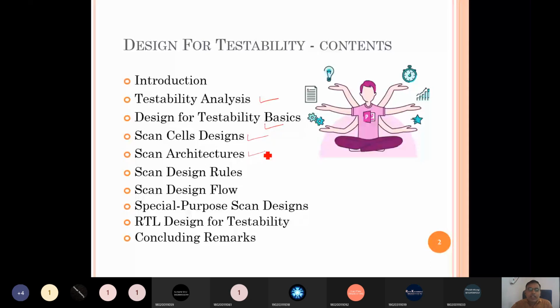Then we will learn scan architecture, different scan cell architectures, and scan design rules. We will go through the rules of the scan design flow in these CAD tools, special purpose scan design techniques, and then at the end RTL design for testability, that is DFT techniques at the RTL level, and we will conclude with some concluding remarks. So these are the points we will learn in this chapter, in this presentation.